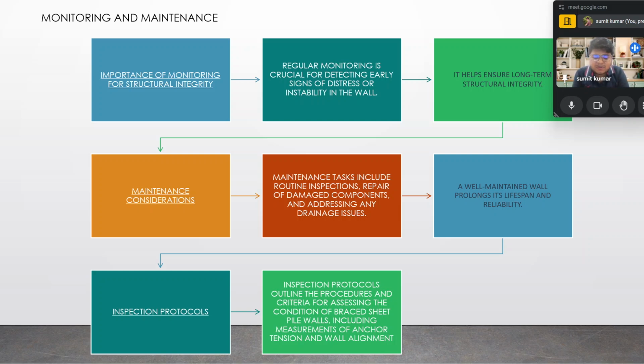When we talk about the protocols associated with inspection, the inspection protocol outlines the procedures and criteria for assessing the condition of the braced sheet pile wall, including the measurement of the anchor tension and the wall alignment. Right.